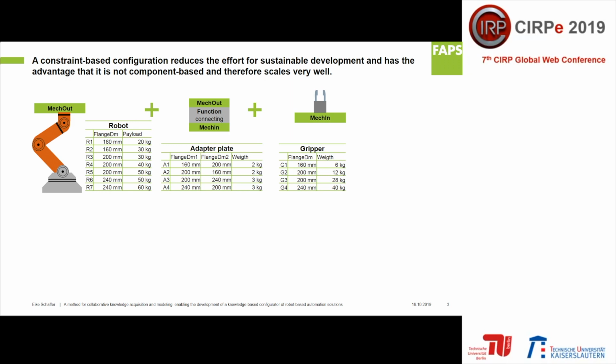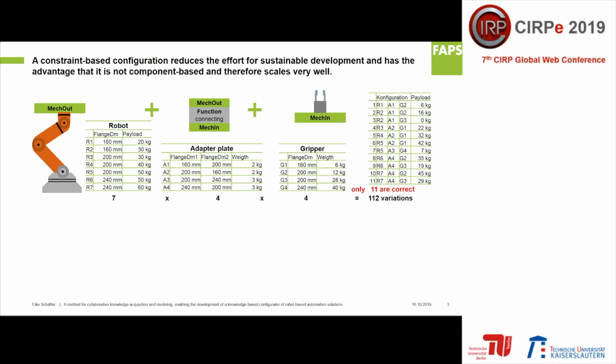Tabular is a list of all the valid combinations of components. Though no configuration system is needed, the maintenance effort is very high. As an example, with just 7 robots, 4 adapter plates, and 4 grippers, 112 variations are possible, but only 11 of these configurations are correct. Existing alternatives to configurators are classical lists in Excel, where all alternative configurations are manually stored, hard-coded programming solutions, which include the expert knowledge implicitly, existing enterprise software, which is indirectly used for configuration, or the classical manual planning process without software support.